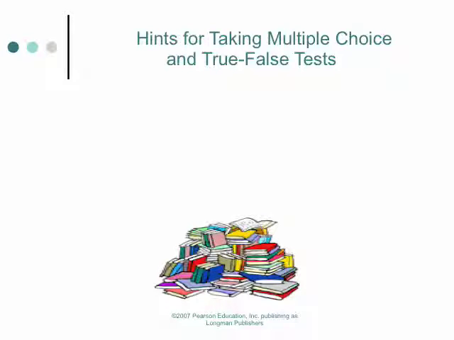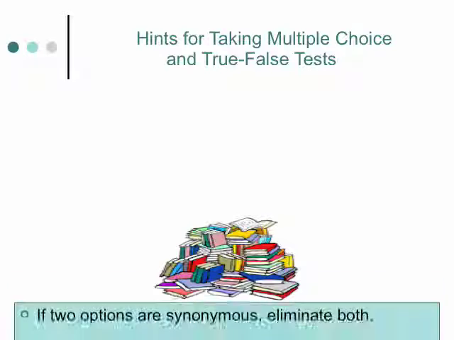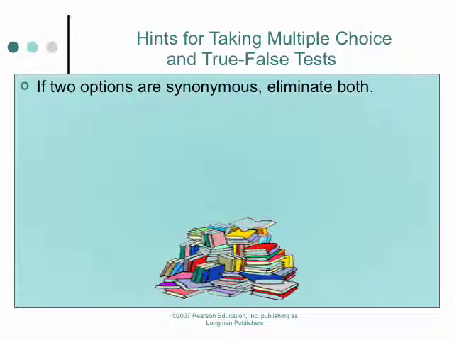Hints for taking multiple choice and true and false questions. Continuing. If two options are synonymous, eliminate both. What does that mean? They're synonyms. So you have A and B that say the exact same thing, only they use a different word, but the words mean the same. It's a trap. Cancel them out and don't choose either.